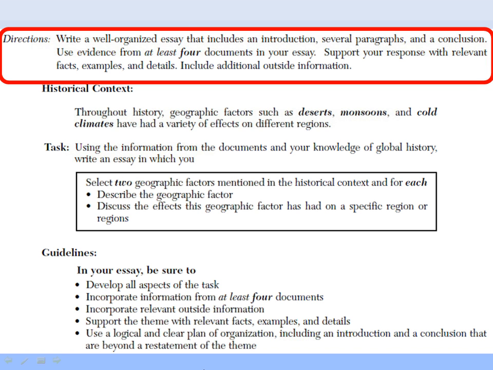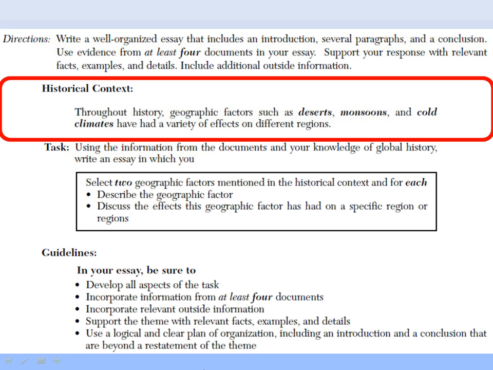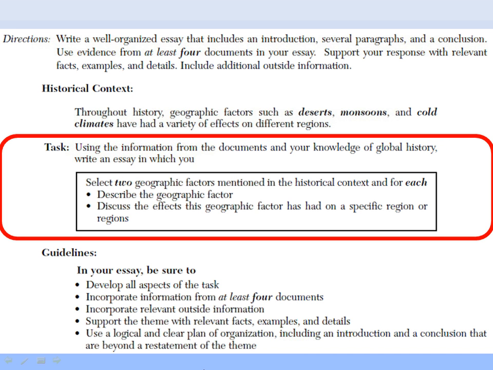Okay, moving on. Every DBQ essay has a historical context. It's here in red. The historical context says throughout history, geographic factors such as deserts, monsoons, and cold climates have had a variety of effects on different regions. Every question will have tasks for you to do. Highlighted in red are the tasks.